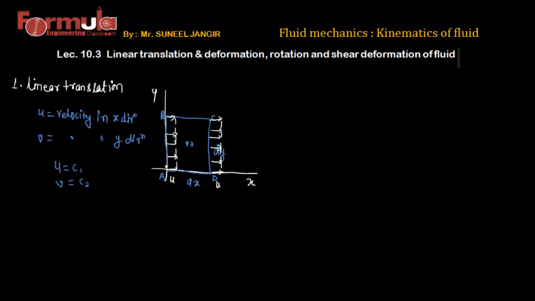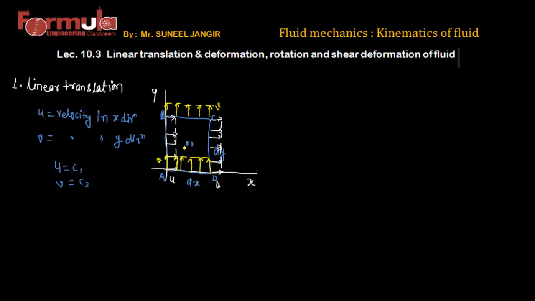Similarly, v is the velocity in y direction. On the face AD this is our velocity v here. Obviously v is the same throughout the face AD because v is not a function of x. Obviously v is not a function of y, so on the face BC it will also remain the same. This is our velocity v here. So you can see here u is not varying with x and y, and v is also not varying with x and y.